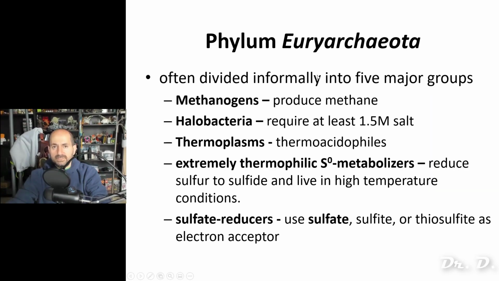Now, the Archaeota, on the other hand, are much more diverse, right? Some of them are methanogens. They produce methane. Some of them are halobacteria. They require high salt. Some of them are thermoplasms. These are the thermoacidophiles. They grow in high temperatures. Some are extremely thermophilic sulfur metabolizers. Some are sulfate reducers that use sulfate as an electron acceptor.